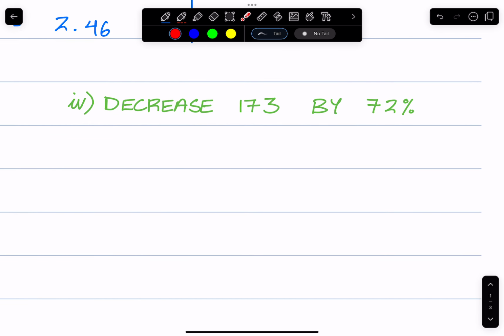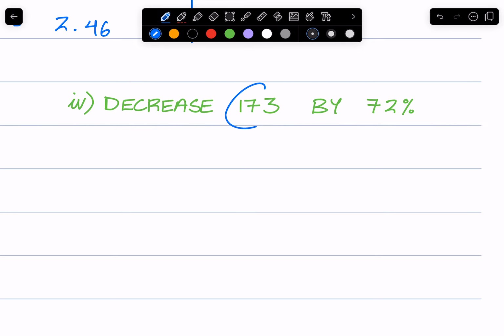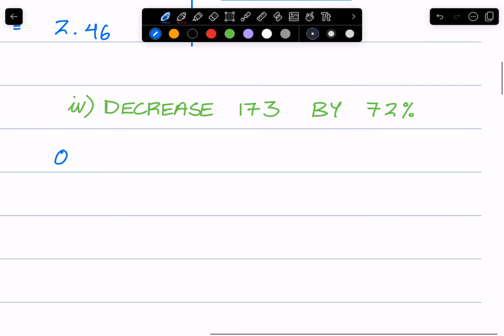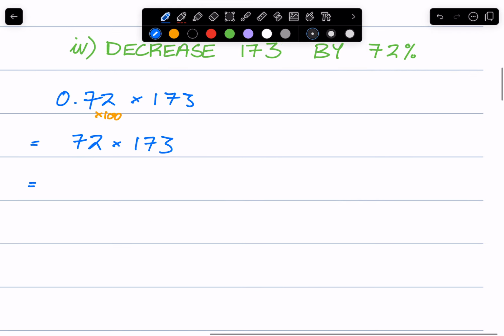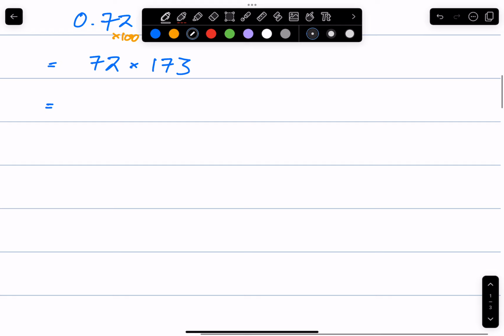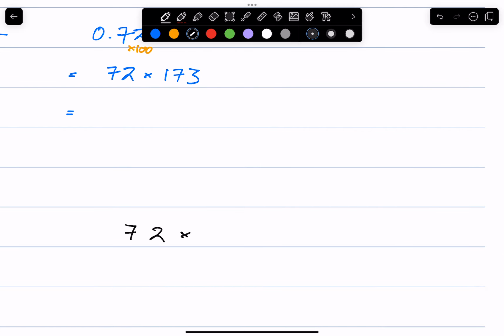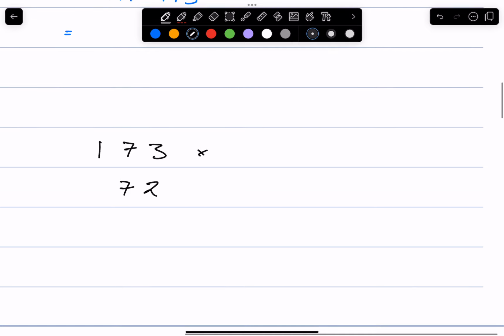For the last one here, we're going to decrease this time. So this is definitely a subtract. 173 by 72%. So the first thing we do is find that 72% of 173. Once again, same method, multiplying this by 100 to give us 72 times 173. And for this, we just do a column multiplication. So 72 times 1, should switch this around. 173 times 72.